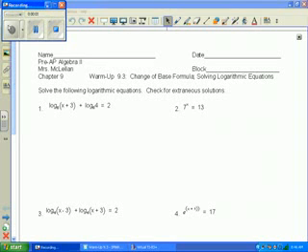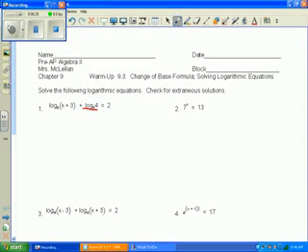to go over WarmUp 9.3. And the first problem, where is our variable located? In the parentheses, which is in the log. Thank you. So the variable is within the log.